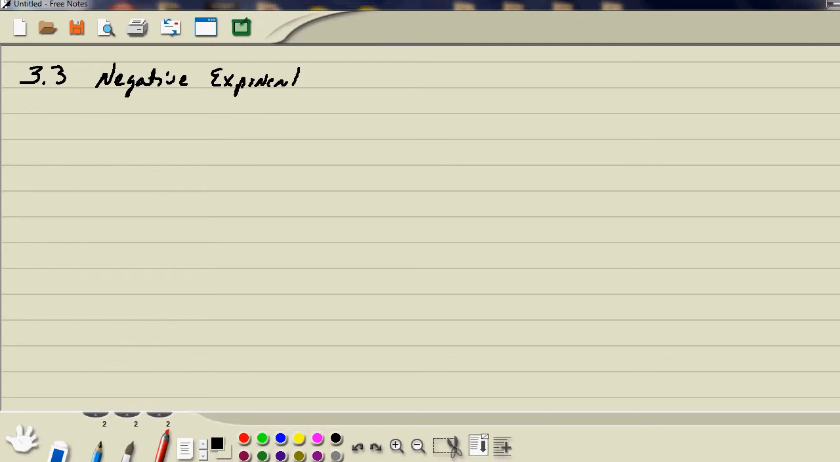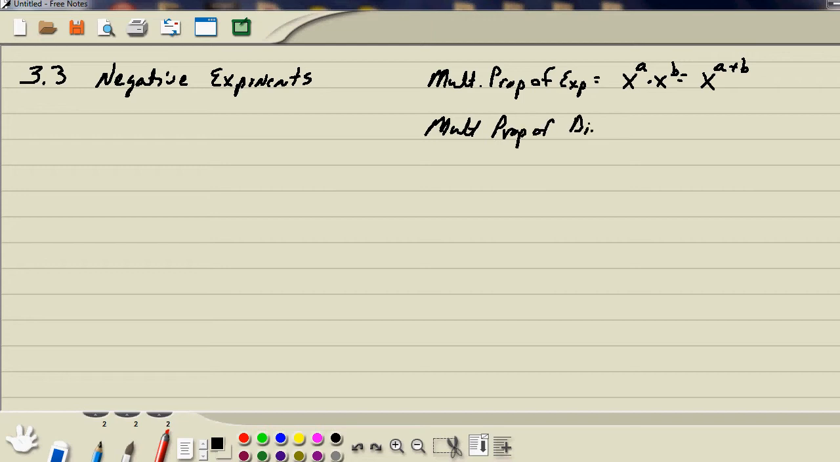Before we get into negative exponents, I want to review the properties of exponents real quickly because it's a very important concept. The multiplication property of exponents says that if I have x to the a times x to the b, it's the same as saying x to the a plus b. So we add the exponents together. The division property says if I have x to the a divided by x to the b, it's the same as saying x to the a minus b.